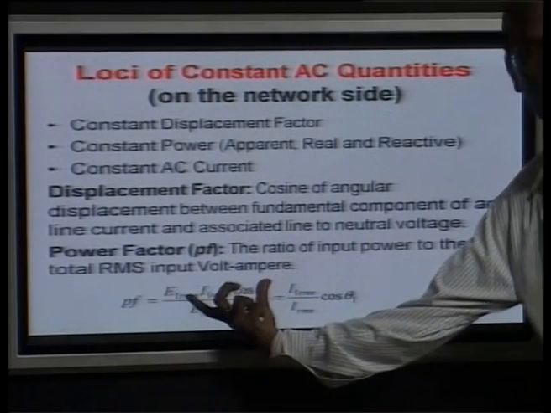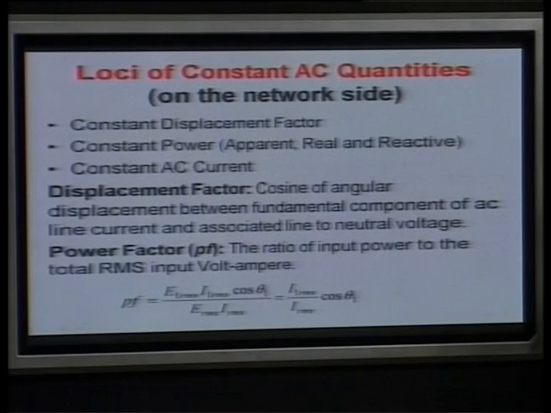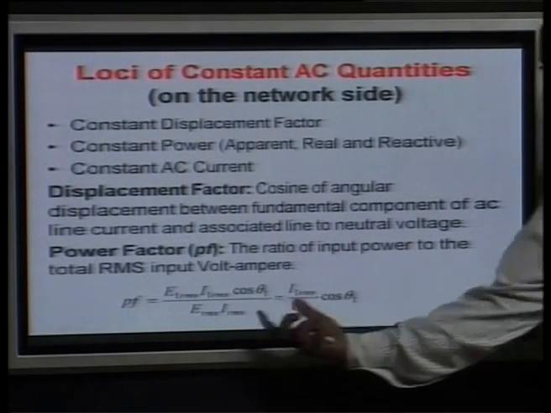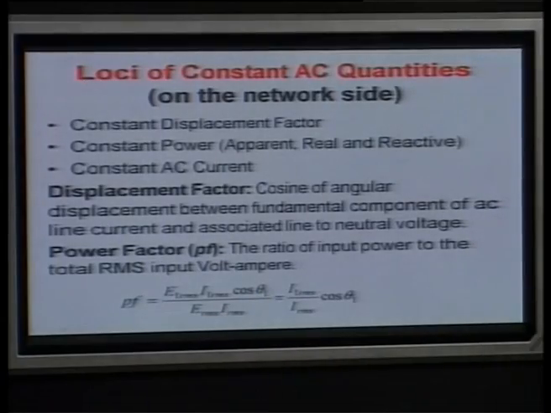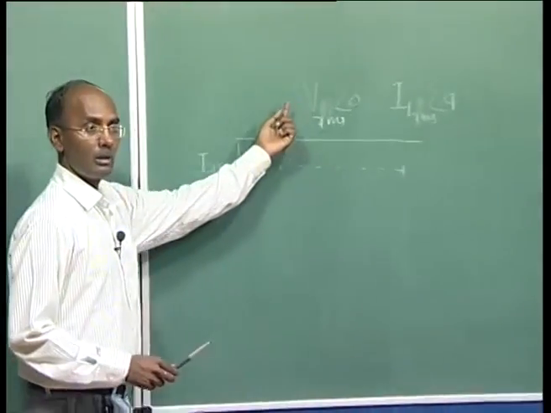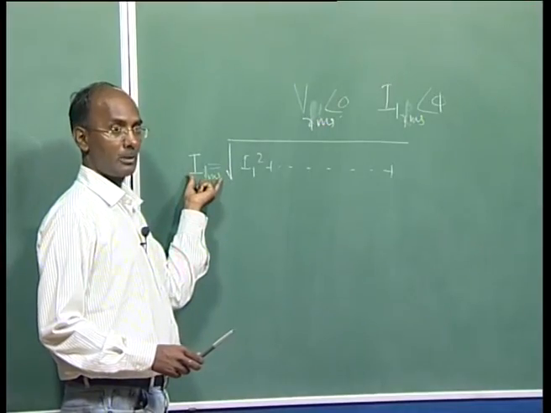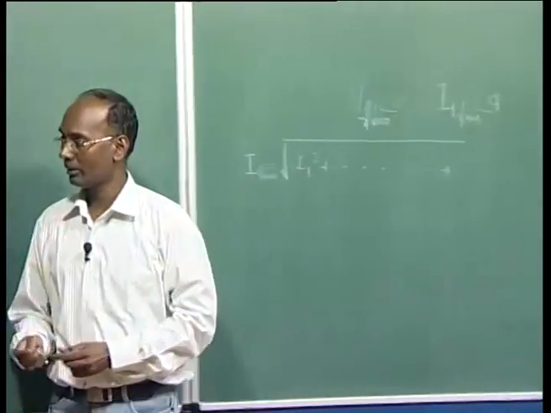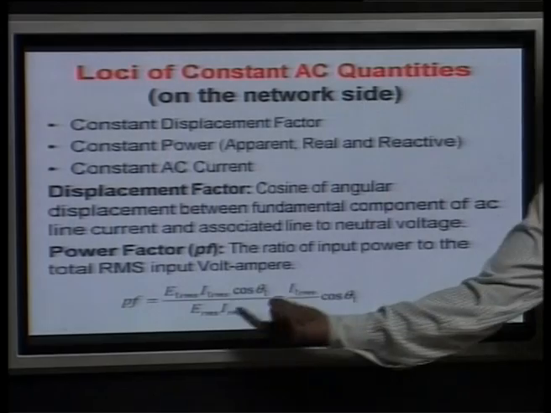So this is your input power, that is the fundamental component power taken from the AC side, divided by the volt-ampere. The total VRMS here divided by IRMS here. So this value is always larger.